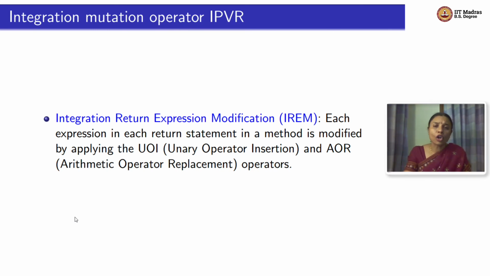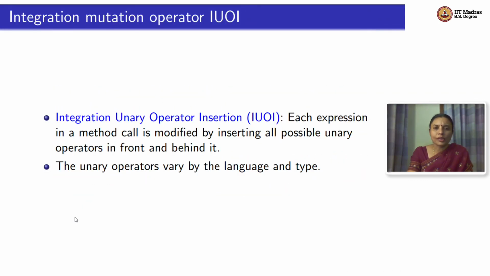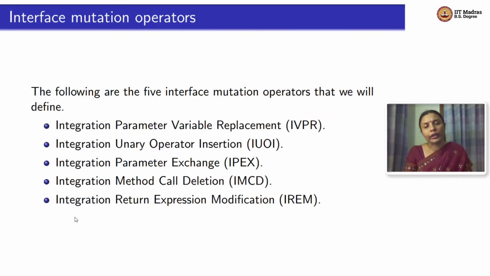The last of the simple call interface mutation operators just does return expression modification. Suppose a callee returns a particular value or an expression back to the caller, you could modify that return expression. Suppose it says return a plus b. You could say return a minus b or return minus a plus b, things like that. Or suppose it says return a, you could insert a unary operator and say return minus a. So these are 5 simple options that are available for mutating call interfaces without specifically worrying about any object-oriented features.